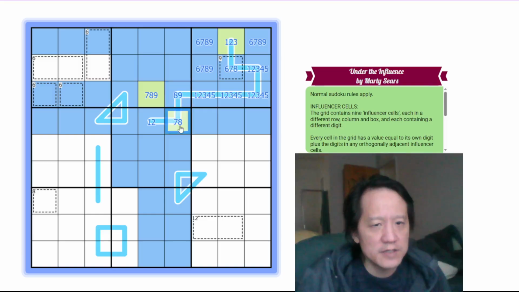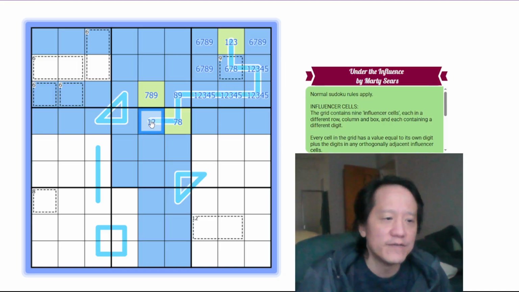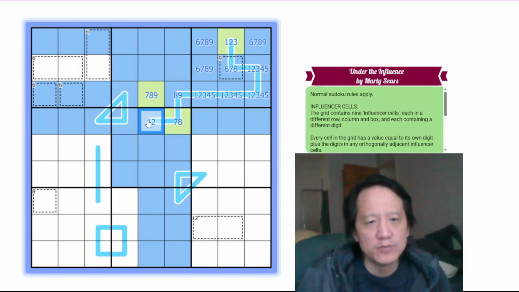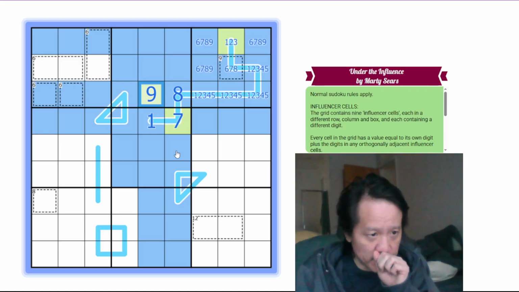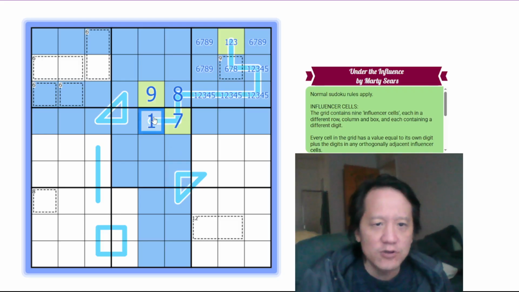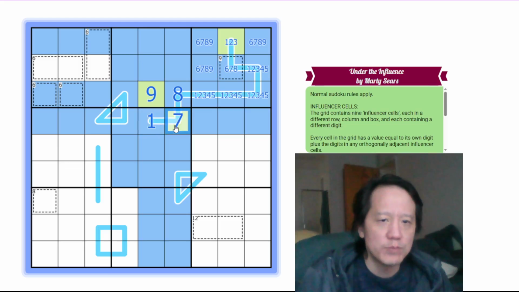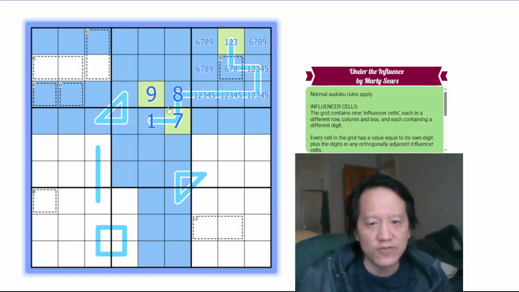So this could be 8, 7, 1, and then this is 9, right? Then you would have 9 plus 1 plus 7. So if this is 1, 7, 8, and 9, the value of this cell is equal to 1 plus 7 plus 9, which is 17. 17 plus 7 is 24. 8 plus 7 plus 9 is 24, so that satisfies that.